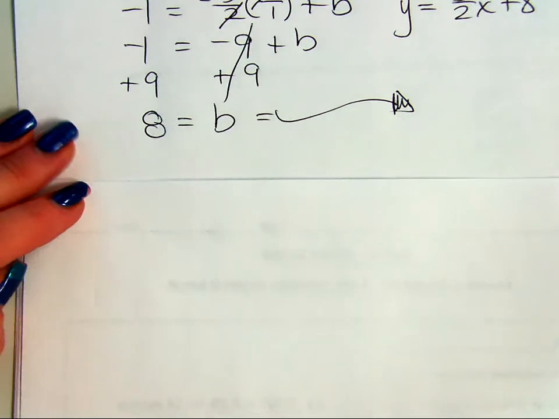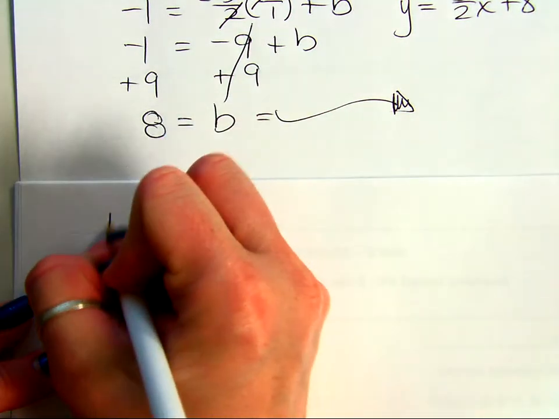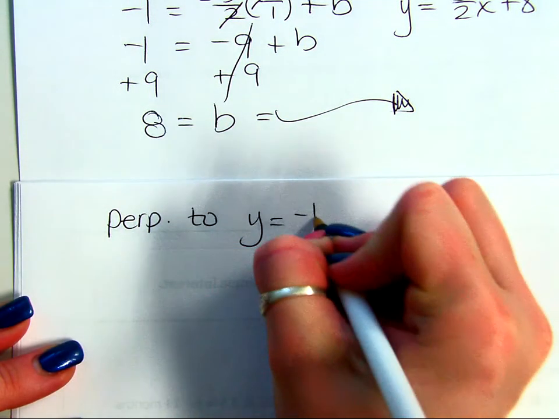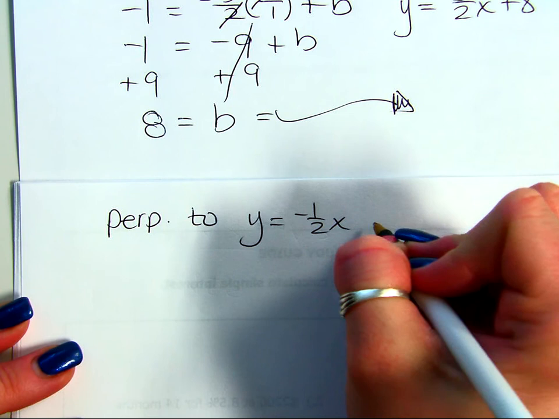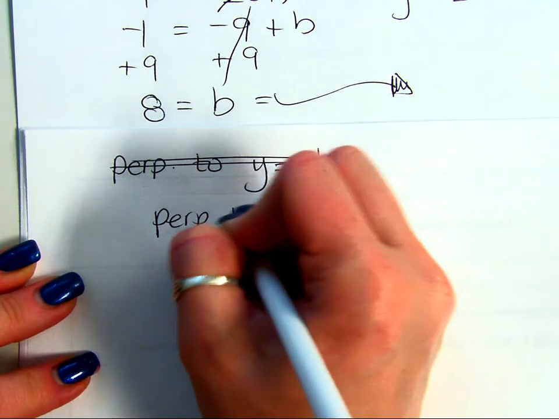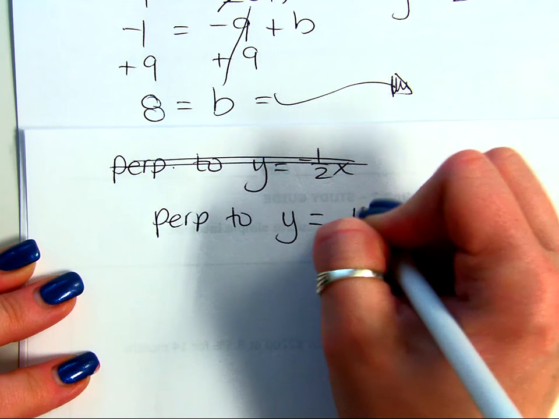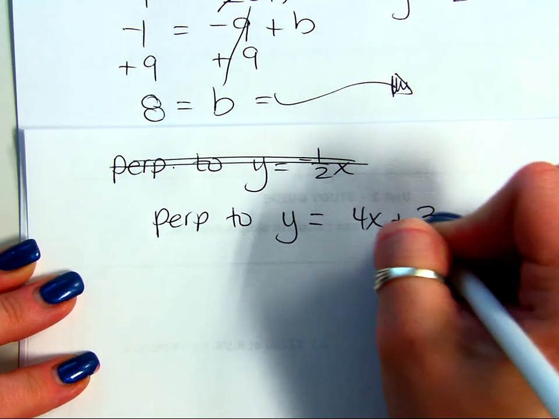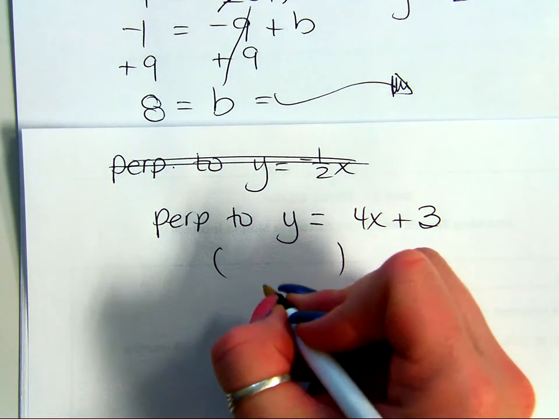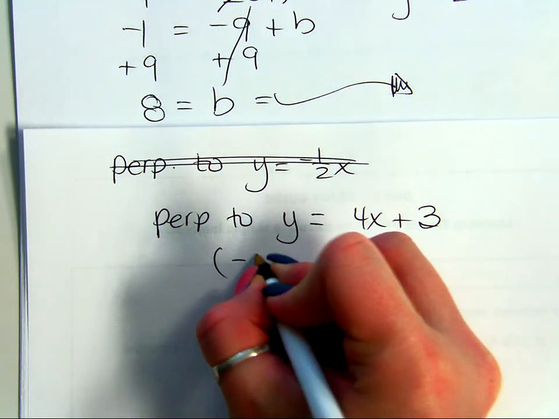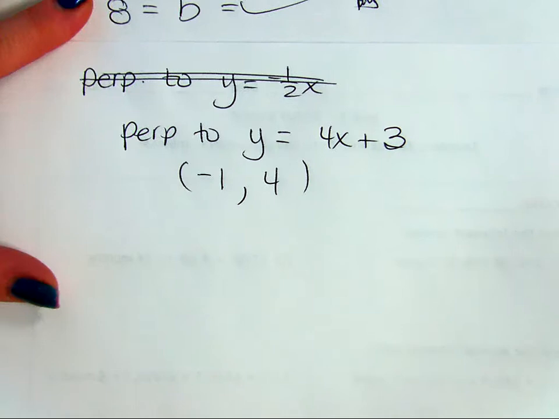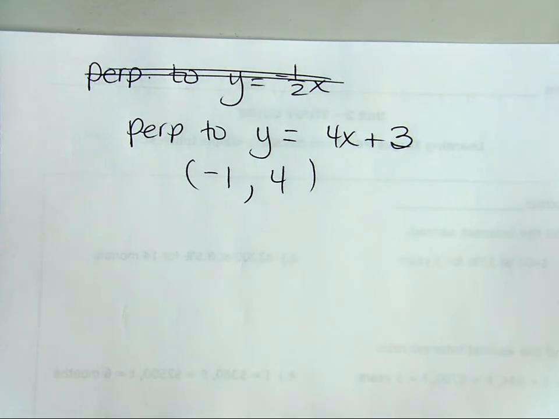I want it perpendicular to y equals 4x plus 3. And I need it to contain the point (negative 1, 4). So try that.